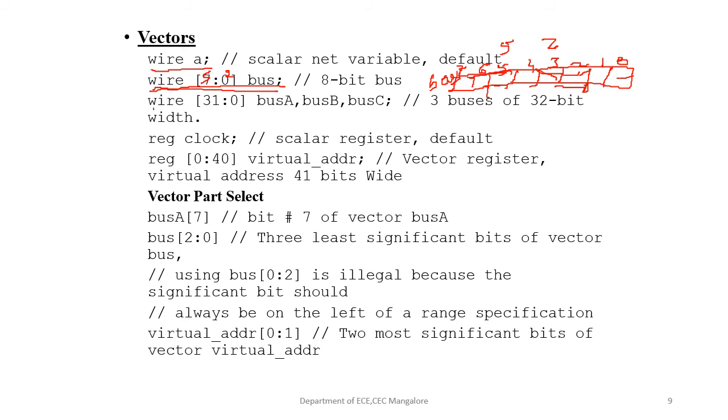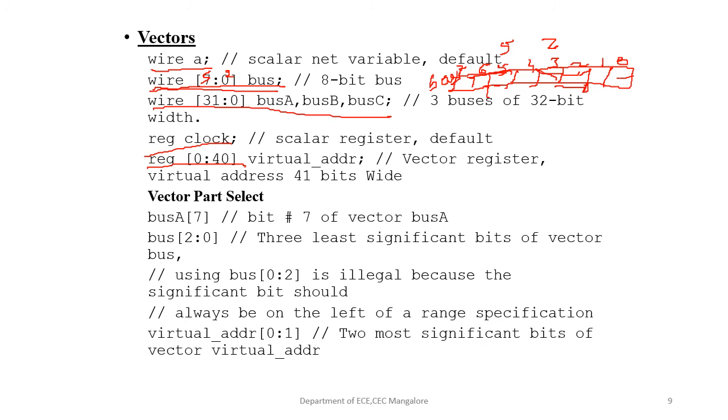And here is the declaration of 3 buses at a time in a wire like this: 31 is to 0 means 32-bit bus A, bus B, bus C. So it will declare 3 buses at a time with a width of 32 bits. And here a single-bit reg, and here 0 is to 40. MSB and LSB change here, and this is a 41-bit width. You have to include 0 also.